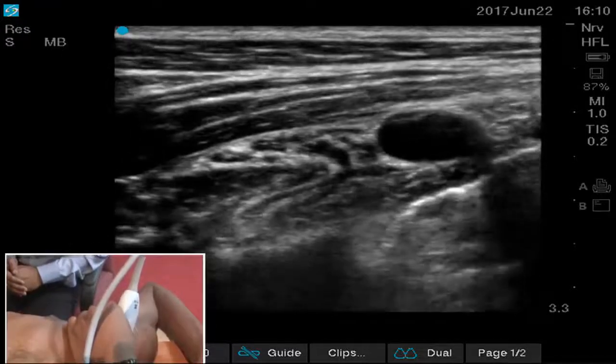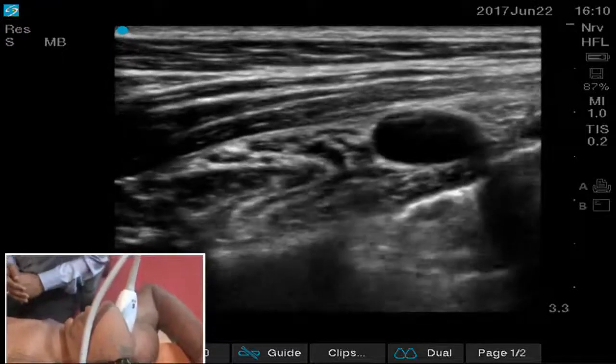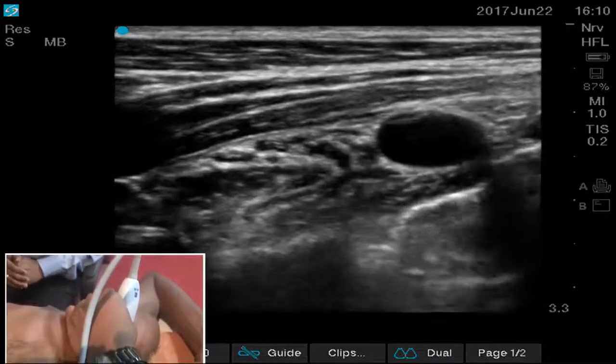Can I have the pointer, Shaji? Freeze, please.